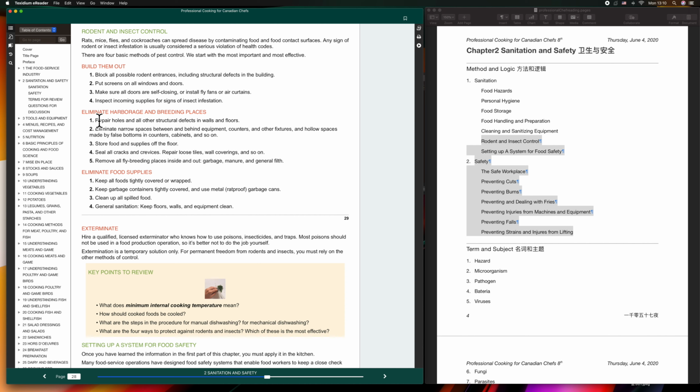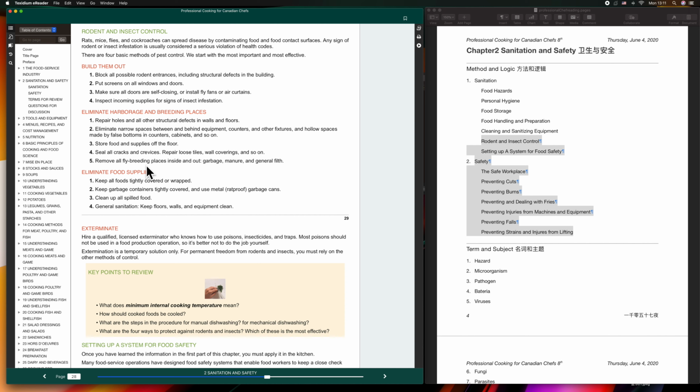第二个点是 eliminate harborage and breeding places. Number 1, repair holes and all other structural defects in walls and floors. Second, eliminate narrow spaces between and behind equipment, counters and other fixtures, and hollow spaces made by false bottoms in counters, cabinets, and so on. 这一点我还是提醒大家，如果大家无论在家里还是在餐厅、超市的厨房，一定要注意，你怎么设计的时候，怎么让所有小的 gap、小的缝隙越少越好，因为那个地方永远都是藏污纳垢的地方。Number 3, store food and supplies off the floor.